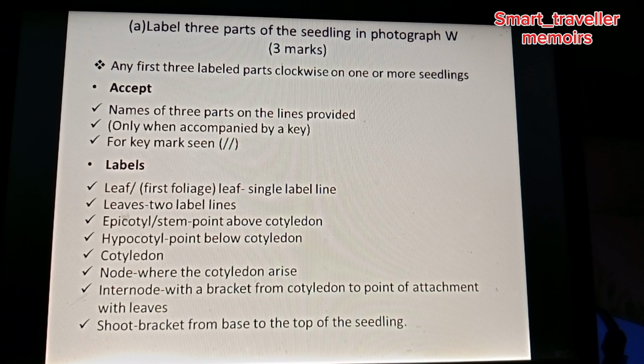Then we have cotyledon; node where the cotyledons arise; internode, with a bracket from the cotyledon to the point of attachment with the leaves; and then shoot, a bracket from base to the top of the seedlings. For you to be given a mark.